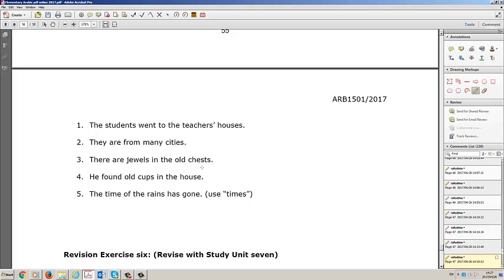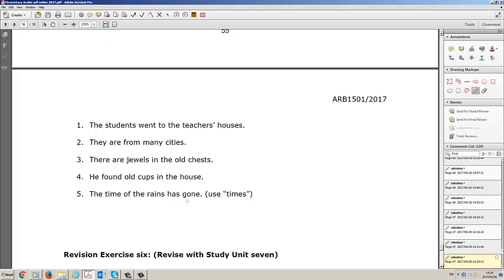There are jewels in the old chest. في الصناديق القديمة. في الصناديق القديمة جواهر. He found old cups in the house. وجد فناجين قديمة. وجد فناجين قديمة في البيت.